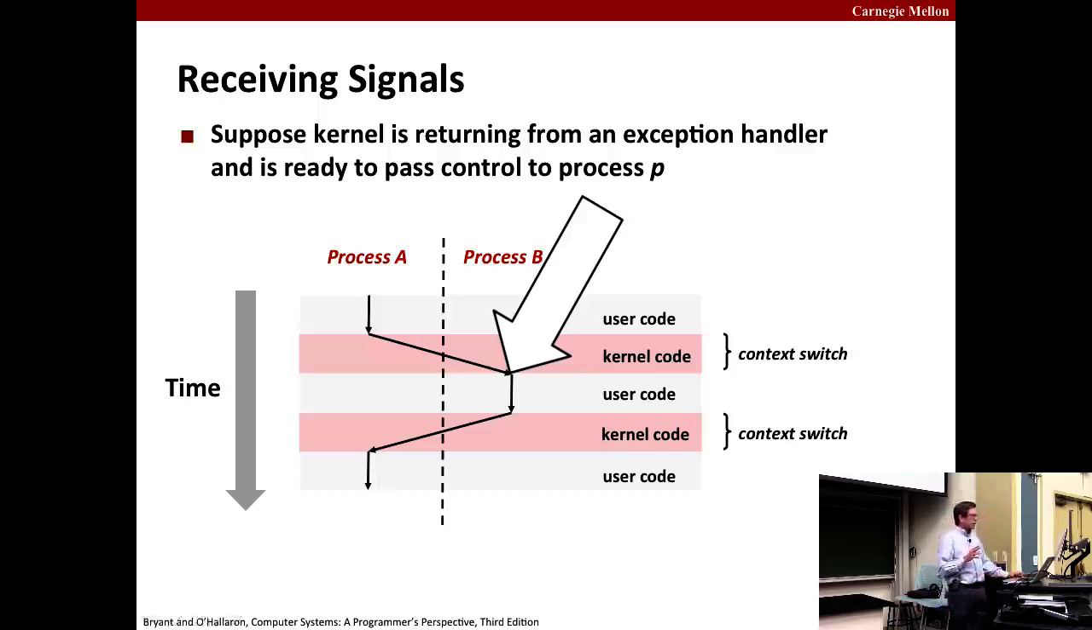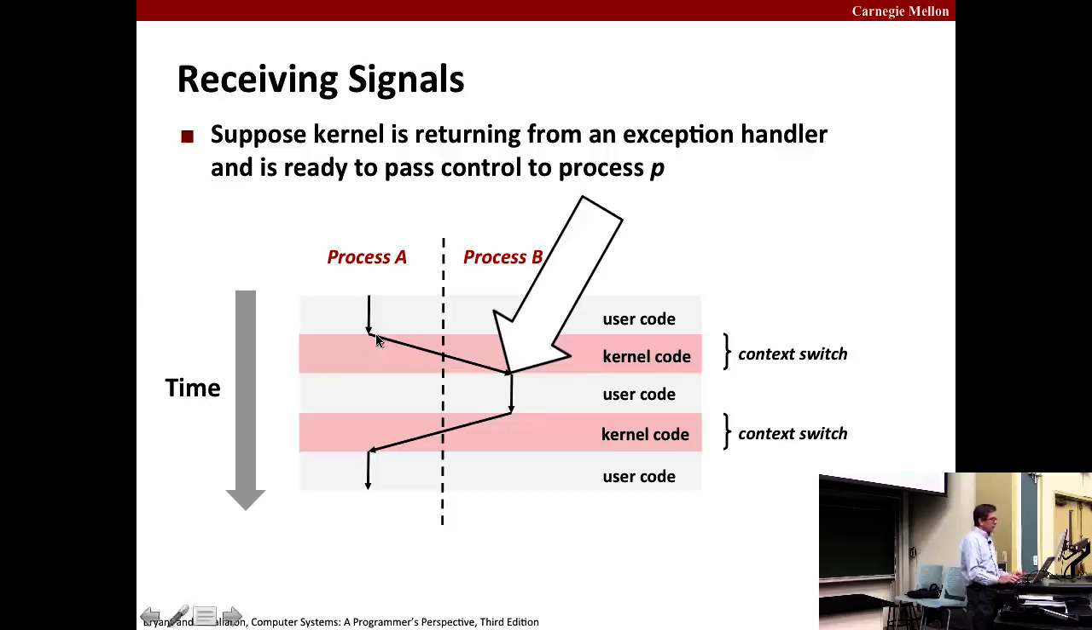Okay, now let's look at how a process receives signals. Now suppose process A is running along, executing its user code, and then control passes into the kernel because of some exception. Now that exception can be either a timer going off, maybe an interrupt, or it can be a trap, where the user calls a system call. But the transfer of control into the kernel is always caused by some exception.